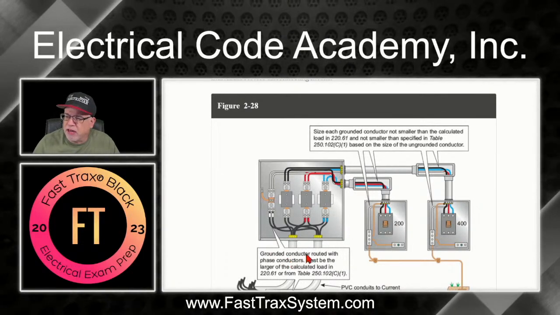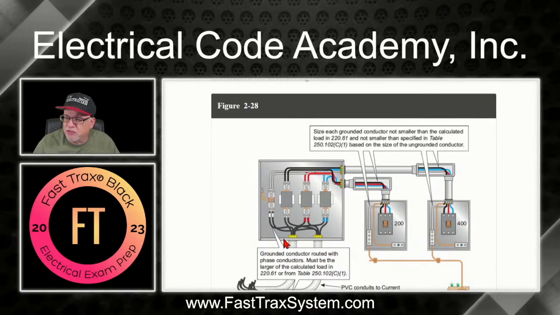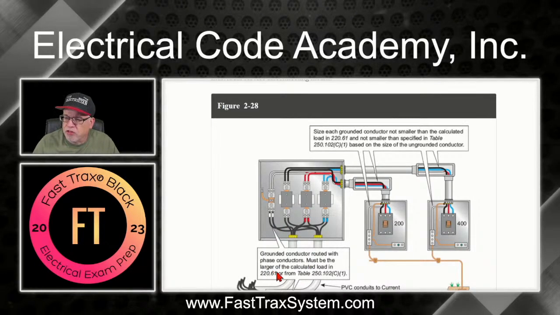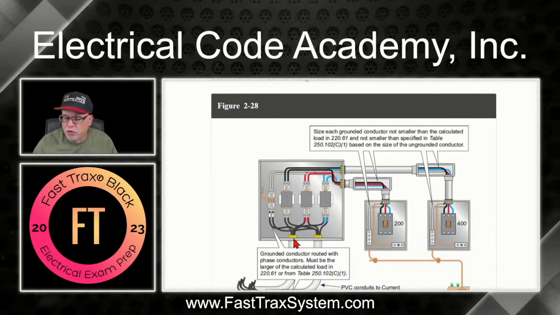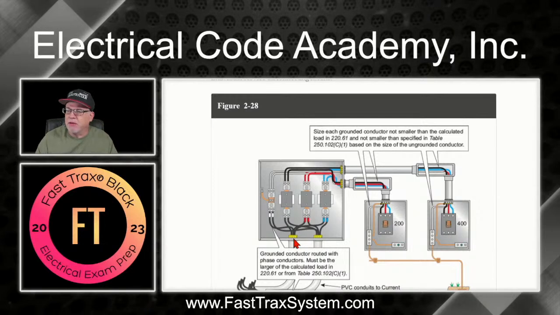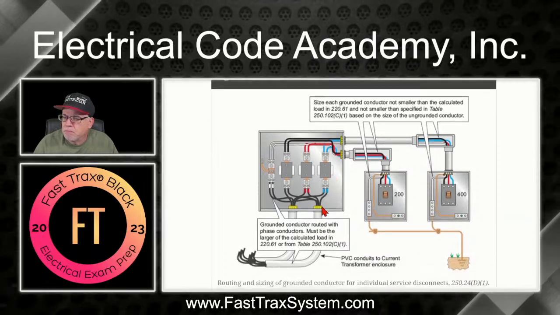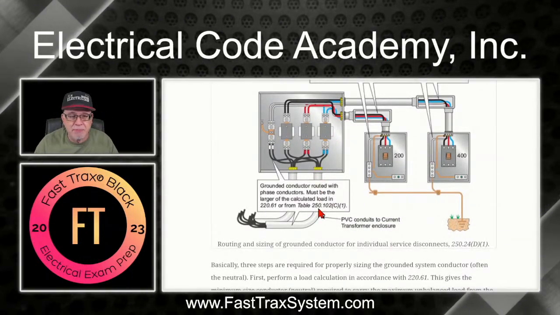Now, in this case, the grounded conductor routed with the phase conductors, coming from here, must be the larger of the calculated load in 220.61, or again, from table 250.102C1, okay? So keep all that in mind when we're doing these calculations. We're going to get into examples, but that's what we want to show you, the distinction. Here, based on these conductors. Here, based on these conductors here. Straightforward? Don't worry. We're going to get deep here.